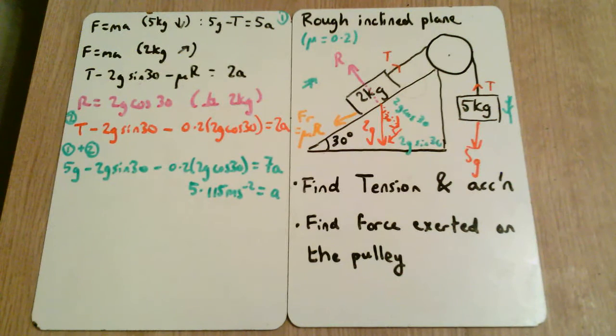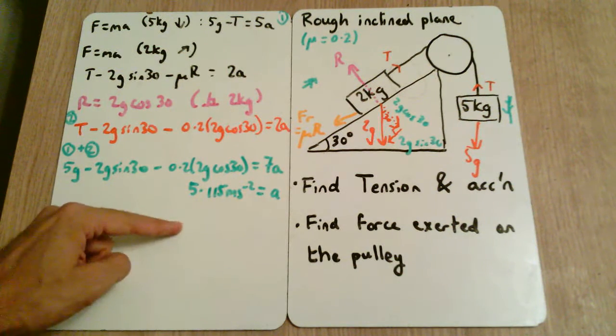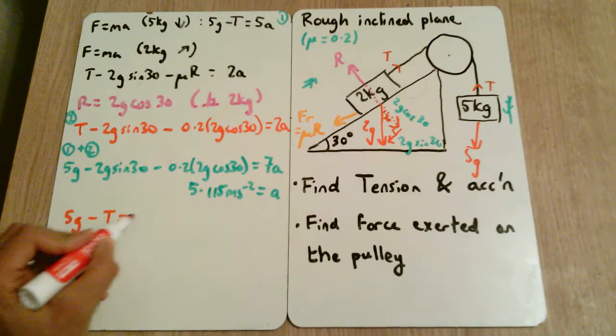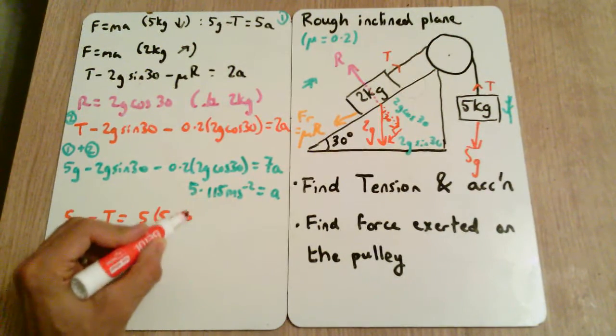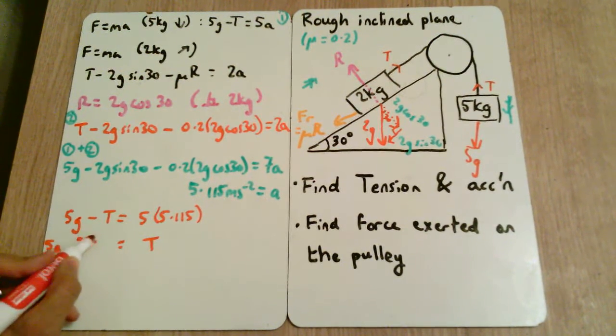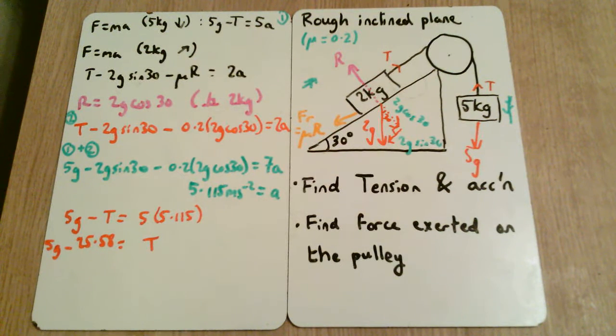So we have our acceleration there. To work out the tension, we can simply substitute that acceleration into either of these two formulae. I'm going to sub it into this one over here because I think it's a little bit nicer. So if we substitute into that, we can say 5g minus T is equal to 5 times 5.115. And then if we bring the T to the right-hand side, T is equal to 5g minus 5 times 5.115, which is equal to 25.58. So if we work that out, the tension in this case is equal to 23.4 newtons.